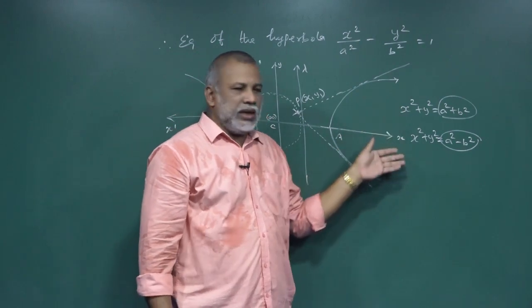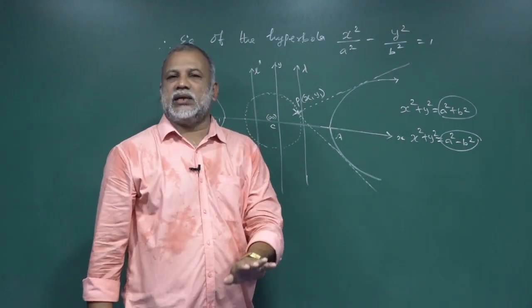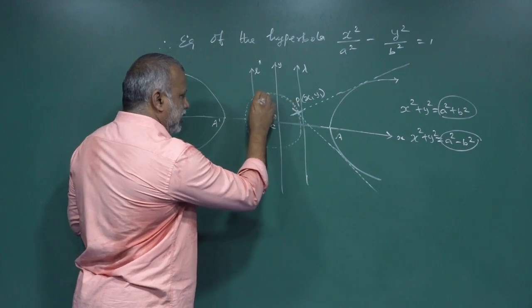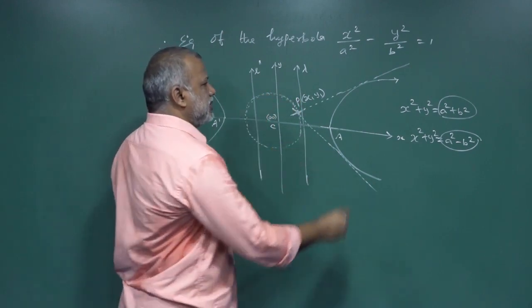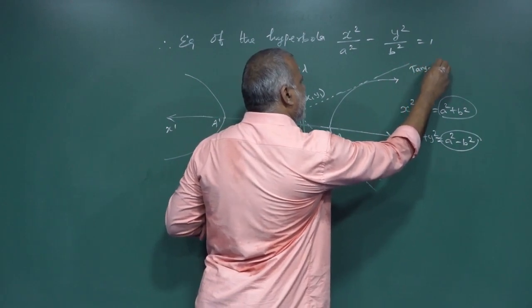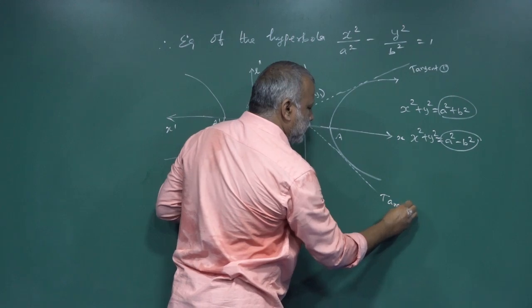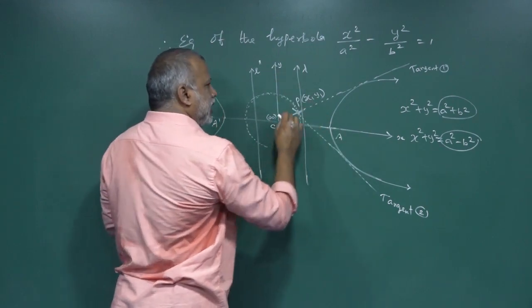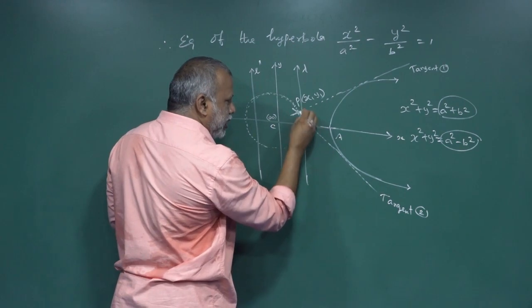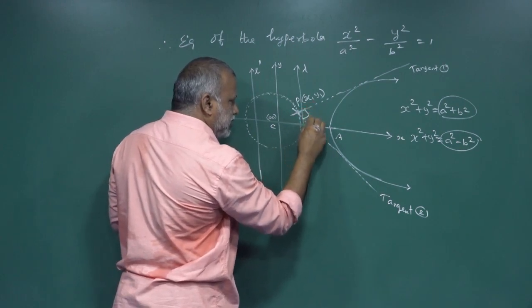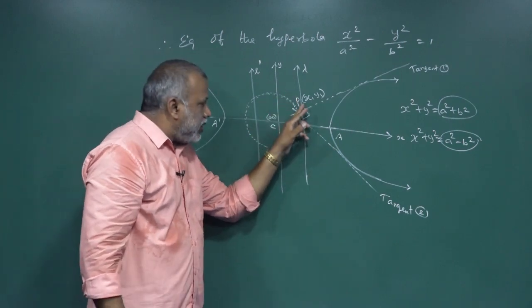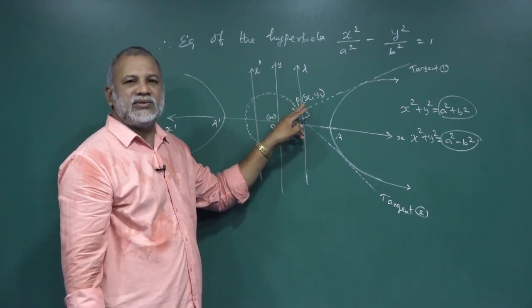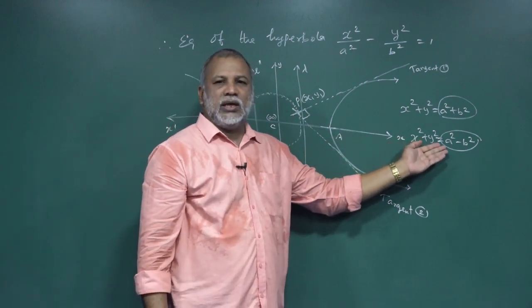These two equations are called director circles. We are able to produce a circle here. So this is the diagrammatic explanation. This is tangent 1, this is tangent 2. These two tangents are said to be perpendicular tangents. The point of intersection of these perpendicular tangents is P of x1, y1. Now we have to find the locus of this point of intersection. It should be x squared plus y squared equal to a squared minus b squared.